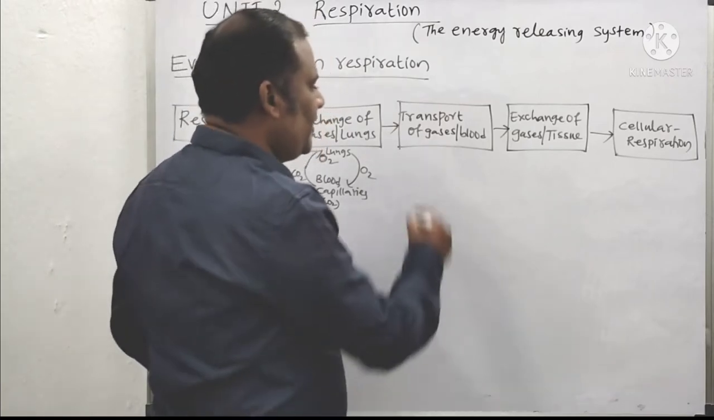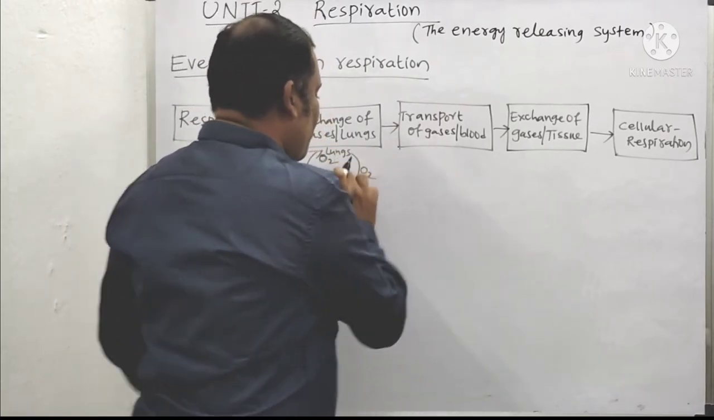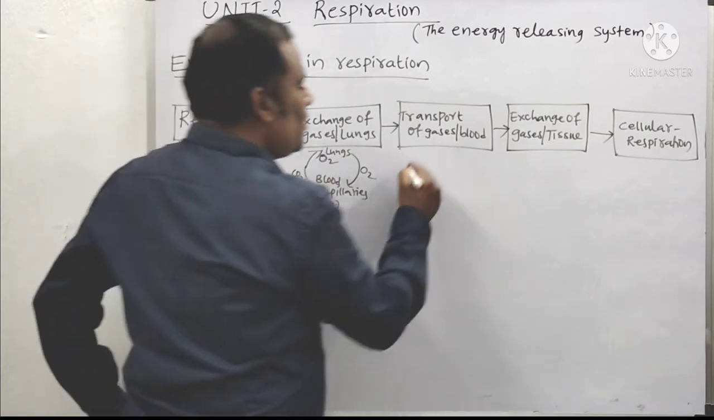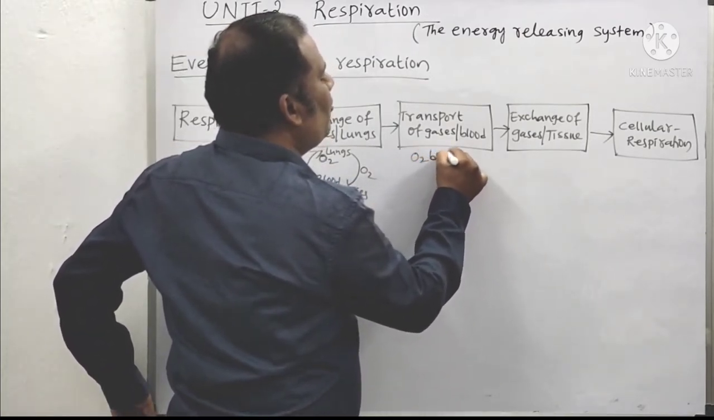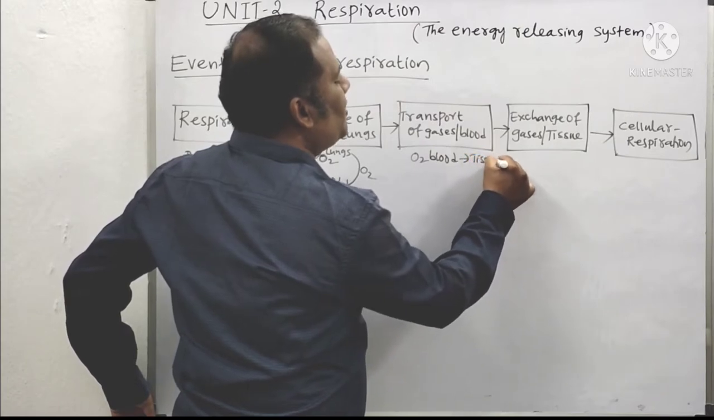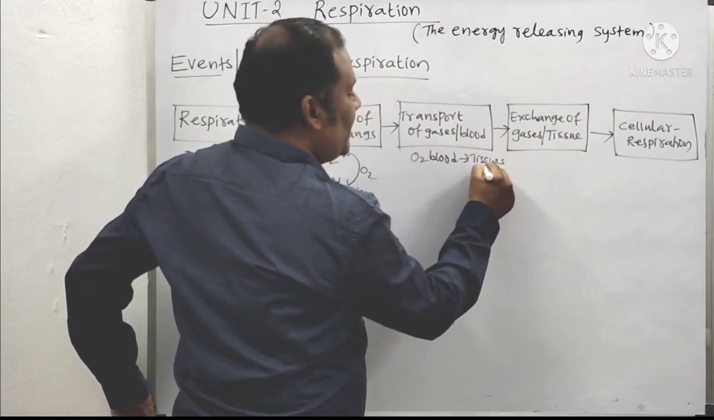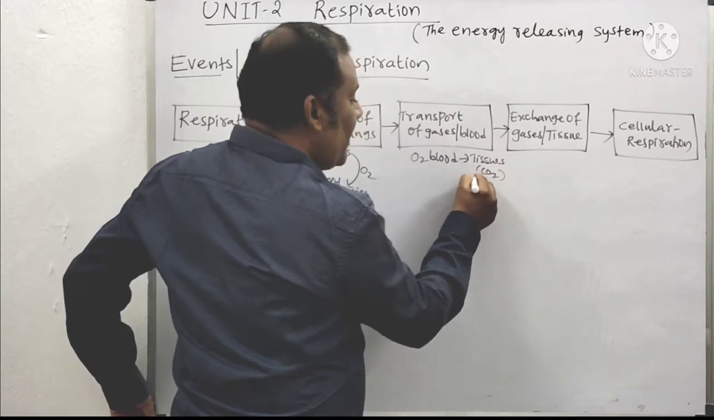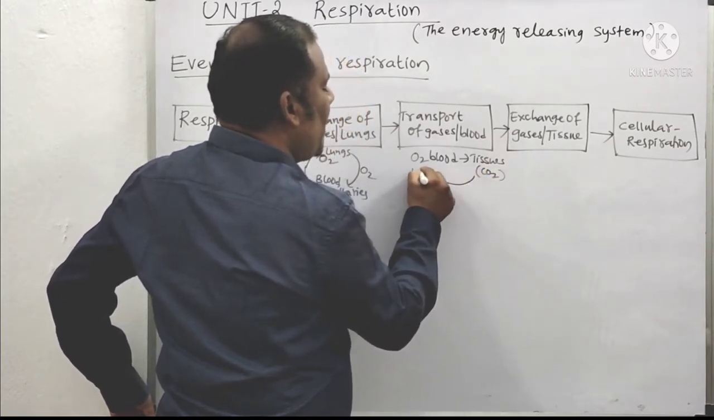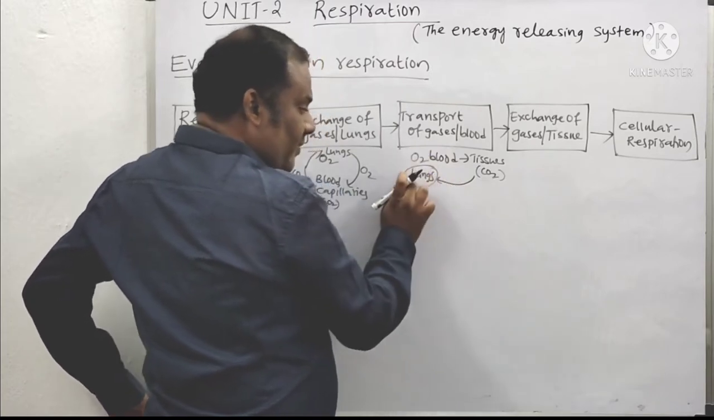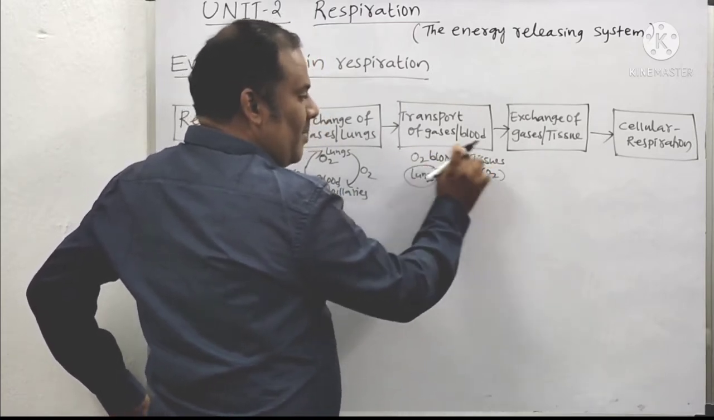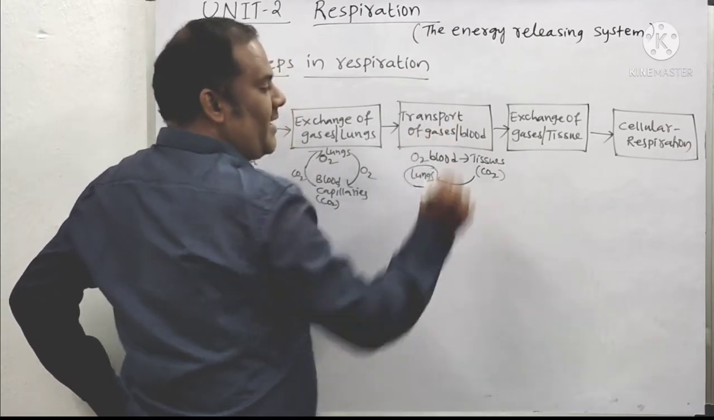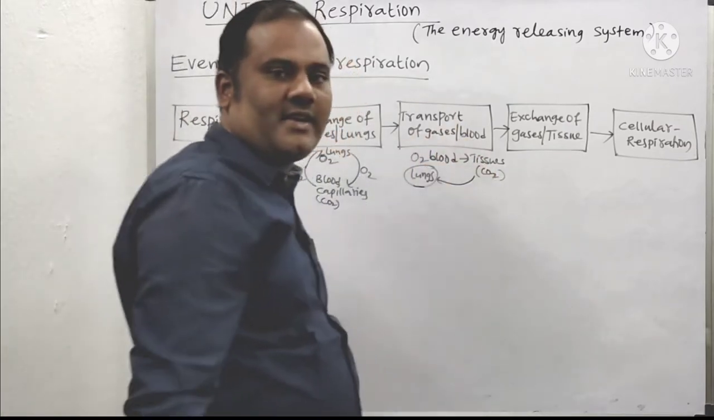Next, transport of gases by the blood. See Nana, the lungs are giving oxygen to the blood capillaries, so the deoxygenated blood present in the blood capillaries becomes oxygenated. That oxygenated blood will go to the tissues. At the same time, the carbon dioxide already present in the tissues will come back to the lungs in the form of deoxygenated blood by this blood only. So, this is the transport of oxygen and carbon dioxide.